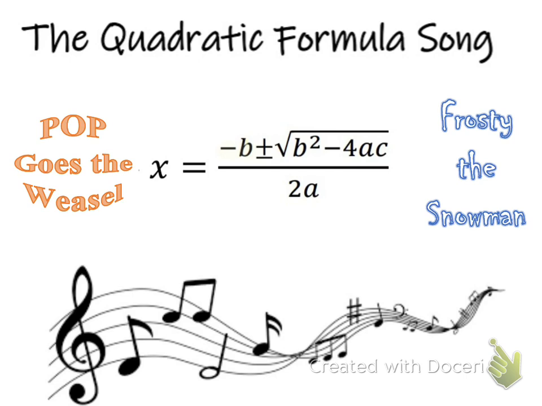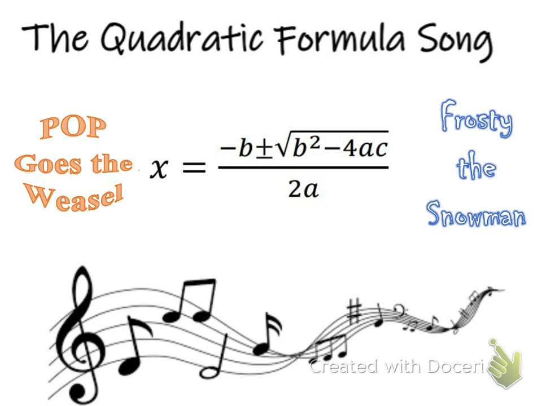So I'm going to do Pop Goes the Weasel first because I sing this in my head every time I do a problem. Okay? And it goes, x equals negative b plus or minus the square root of b squared minus 4ac all over 2a. So that's pretty good, right? And you'll hear me sing that a lot.